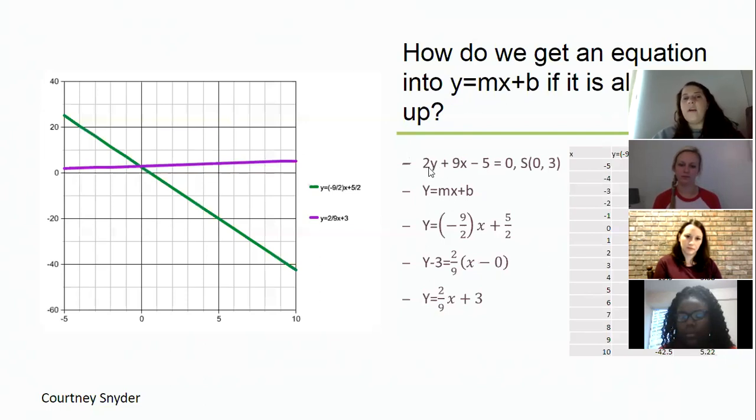So to do that, we are going to pretty much do the exact opposite of what this is to get it moved over here. So here we would add 5 to both sides, and then we would subtract 9 from both sides. So then we'd have 2y equals negative 9x plus 5. And then we would divide it all by 2, and our answer would be y equals negative 9 over 2 x plus 5 over 2.